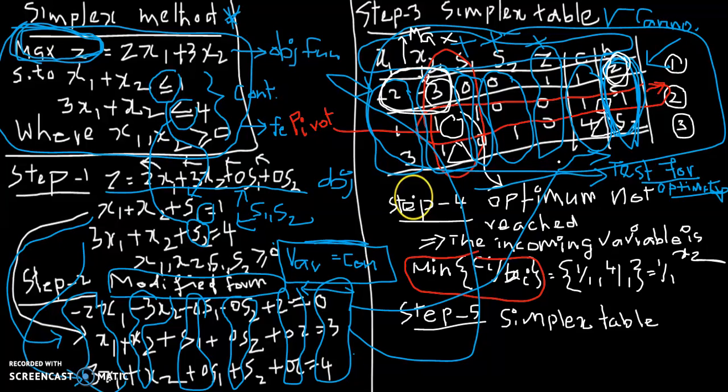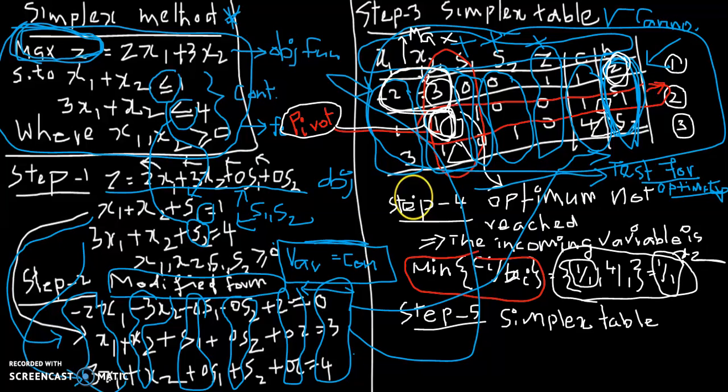To find the outgoing variable, we need the minimum replacement ratio. 1 by 1 is the minimum replacement ratio here. Look at this here. So the corresponding variable is 1 by 1. That corresponds to this 1. This is the corresponding variable 1 here. Right, so this is what we call the pivotal element. This pivotal element we have to make it 1, and here 0, here 0.